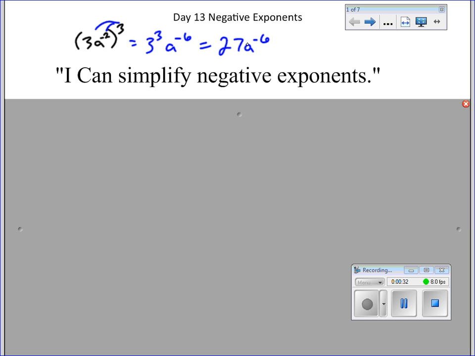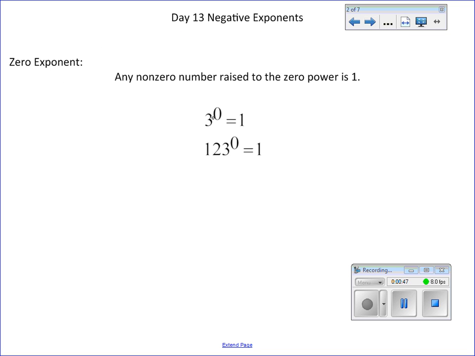And up until now, we've left this as it is, and I just kept telling you there's going to be a way for us to simplify this negative exponent. Well, today is the day we're really going to dive into how we simplify this negative exponent. Before we go on, I just want to remind you that any number raised to the zero power, we learned that today in class, is 1. So keep that in mind in case you see some of those.